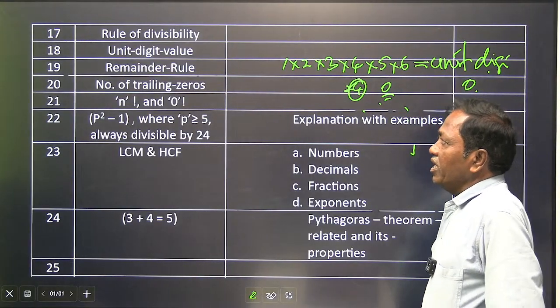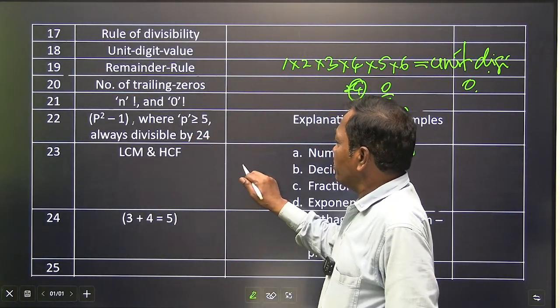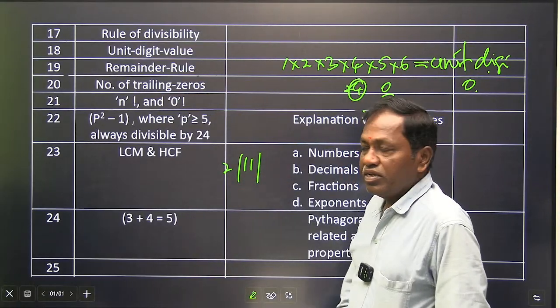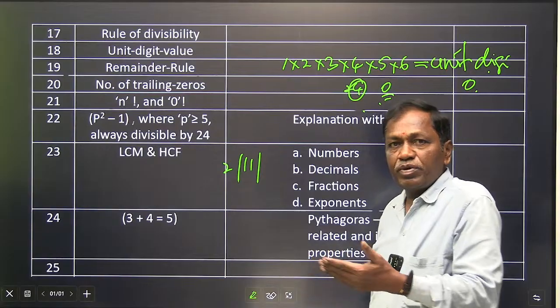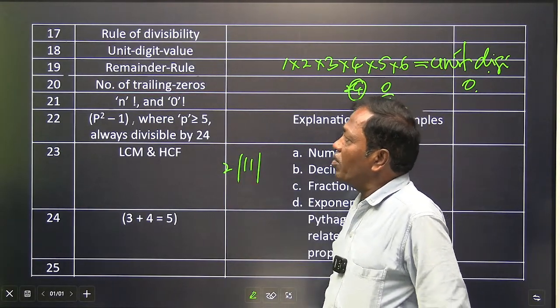And the remainder rule: if the number is divided by a certain number, for example, you can take 11. 11 by 2, what is the remainder? Any odd number divided by 2, the remainder is what? 1. Like that, many questions can be formed.